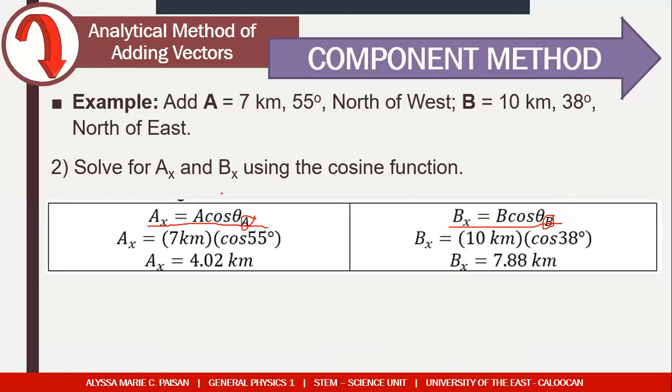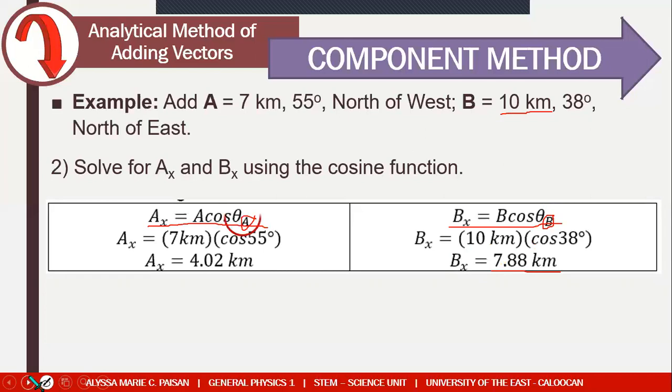So we substitute A is 7 kilometers, that's the magnitude of vector A, and then cosine 55 degrees, the result is 4.02 kilometers. And then for vector B, that's 10 kilometers, the magnitude of vector B, and then cosine 38 degrees. The result is 7.88 kilometers. Now, you don't need to identify yet whether they are going to be positive or negative. That's the latter part of the solution that we will do.